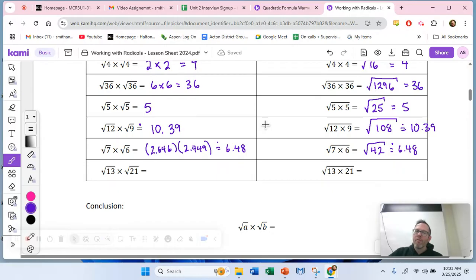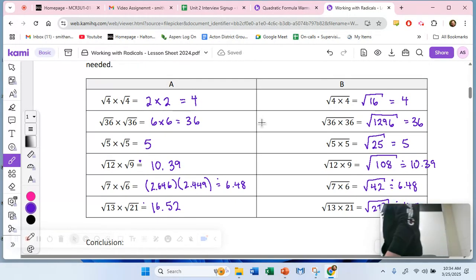All right, this is now definitely overkill, but just for completion's sake, I will finish this last one off. The root of 13 times the root of 21. Just on my calculator, about 16.52. 13 times 21 first. Of course, it's 273. And the root of 273, about 16.52.